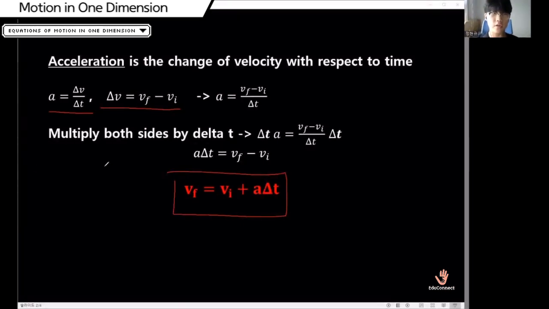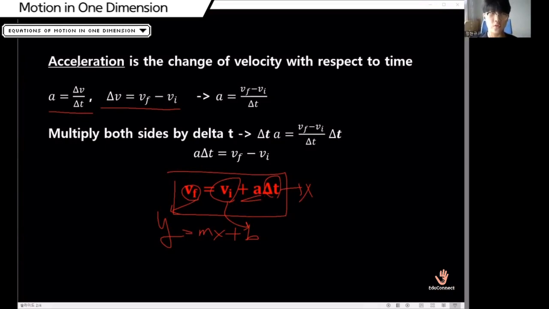Notice that the equation has the form y equals mx plus b, where v final is y, v initial is b, and delta t is x, and a is the slope m.